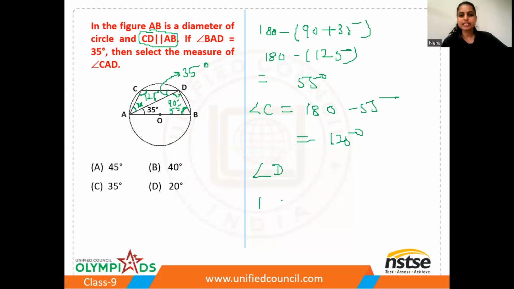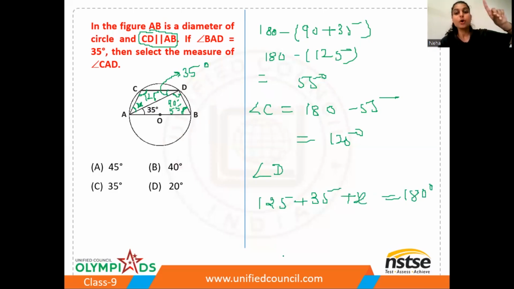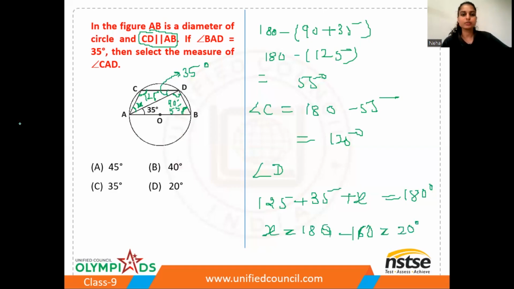So in this case, 125 plus 35 plus the required angle X would be equal to 180 degrees, because the sum of all the angles of a triangle is equal to 180 degrees. So X is equal to 180 minus 160, which is equal to 20 degrees. So the correct answer is 20 degrees. That means option D is your right answer, my dear students. Perfect. So this question is done.